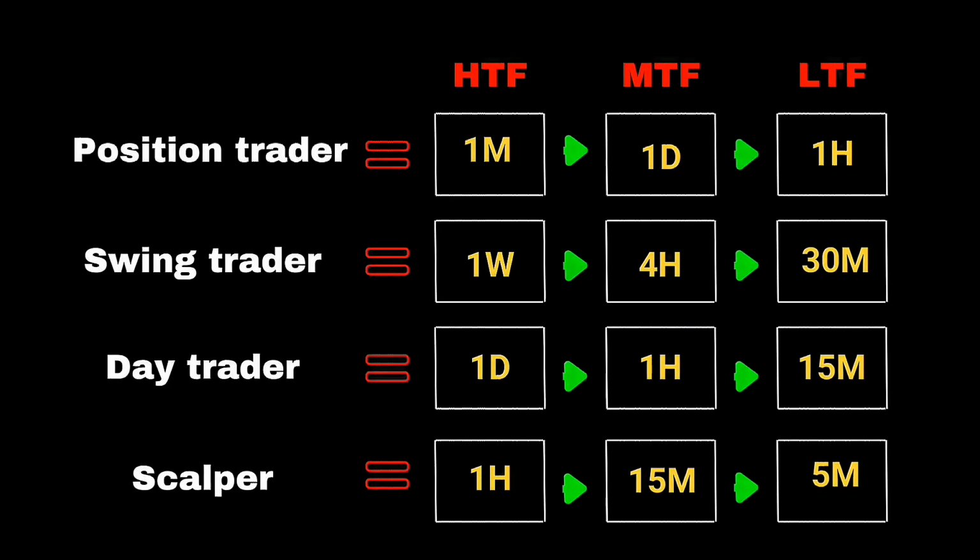Position traders' time frames are the monthly, daily, and 1 hour. Swing traders' time frames are weekly, 4-hour, and 30-minute. Day traders' time frames are the daily, 1 hour, and 15 minutes. Scalp traders' time frames are the 1 hour, 15 minutes, and 5 minutes.